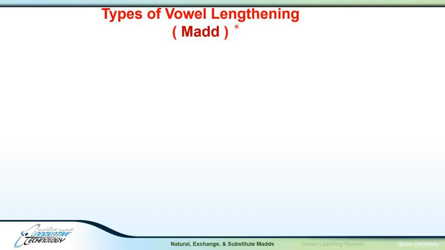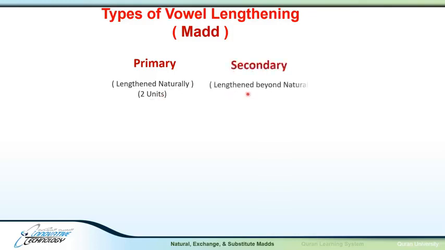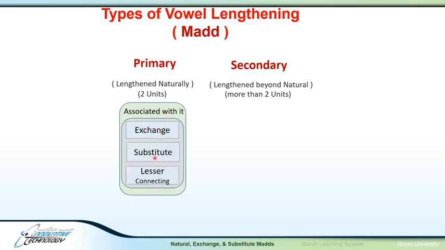But before we proceed with today's lesson, let's revise what we have learned in the previous introduction to med about the different types of vowel lengthening. We've mentioned that there is a primary med, which is lengthened naturally for 2 units, and anything that is lengthened beyond 2 units is called secondary med. And the primary med itself has similar meds that are associated with it.